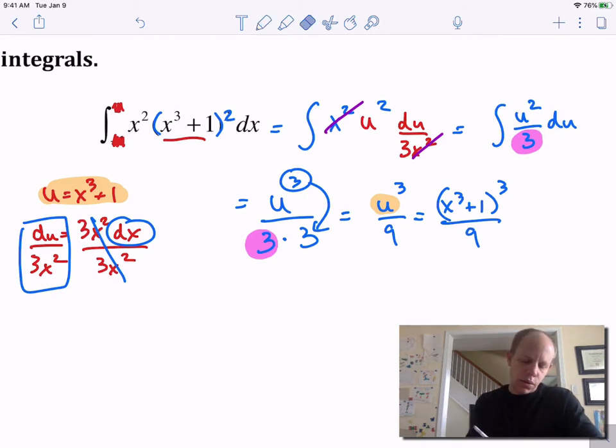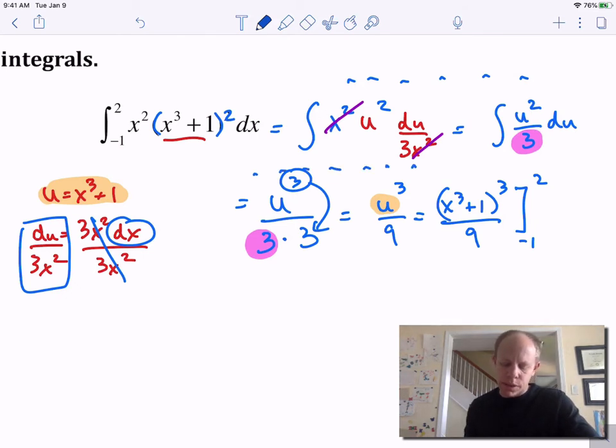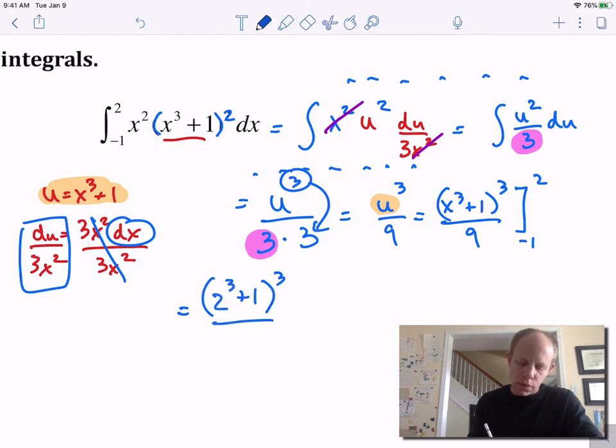Now we're actually going to uncover these limits of integration again, okay, and we're going to apply them. So -1 to 2. Okay, so all the way through here, when you are doing the U-substitution, just really don't worry about those limits of integration until you get to your final indefinite integral, and then you can plug them in. All right, so we're going to plug in the 2 first. So 2 cubed plus 1 cubed over 9, and then minus negative 1 cubed plus 1 cubed over 9.